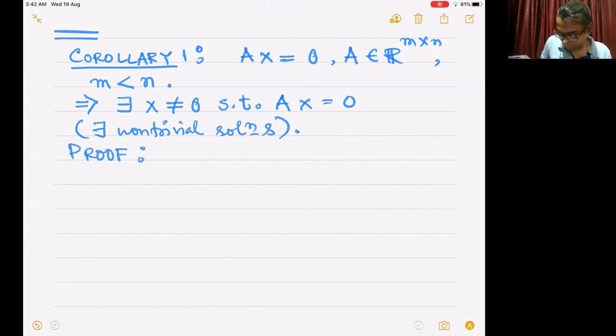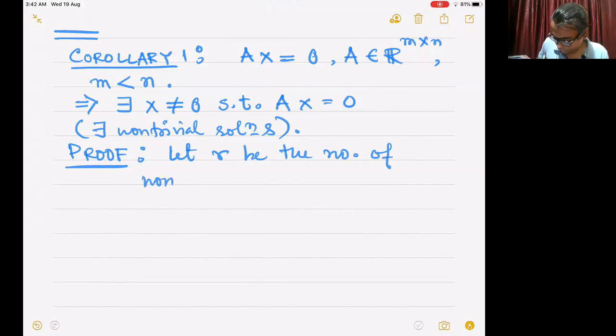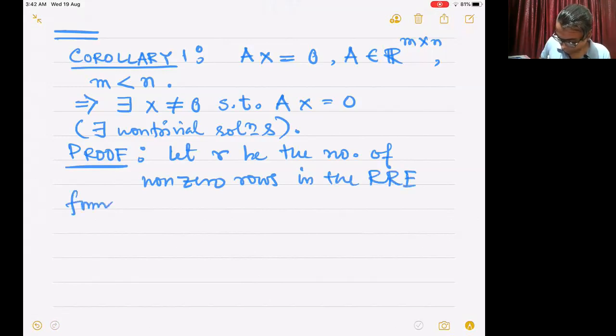The proof is in fact very simple. So what are we saying? We are saying that m is strictly less than n. Now what do we know? Let r be the number of non-zero rows in the row reduced echelon form of A. So I take A, I convert it to its row reduced echelon form, and there are r number of non-zero rows.